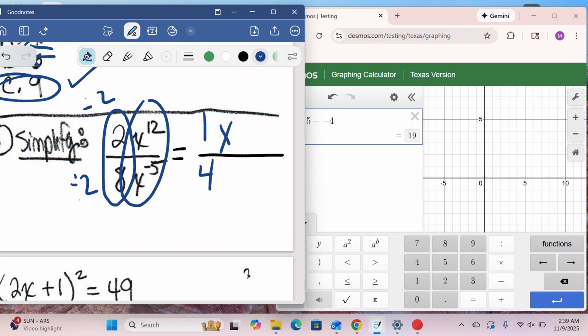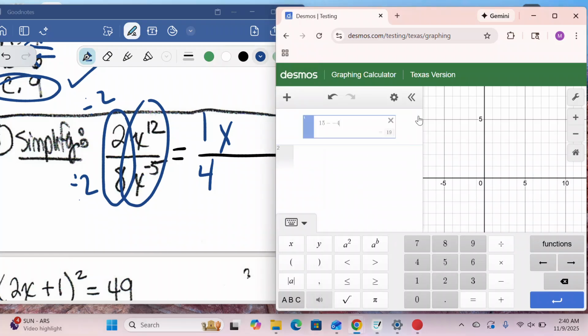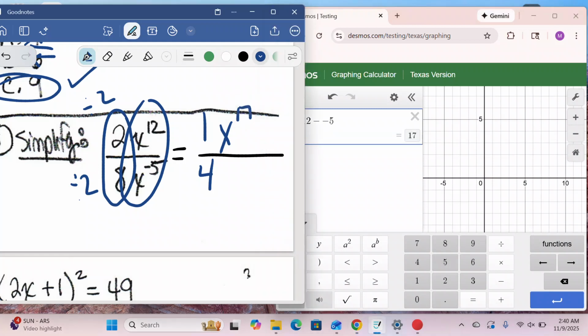So I'm dividing an x to the 12 and an x to the negative 5. And whenever I divide, I'm going to go ahead and subtract the exponents. 12 minus negative 5. So I'm going to put it in my trusty calculator. 12 minus negative 5 gives me 17. That is a positive, so it's 1/4 x to the 17th. I'm not going to throw it anywhere. It's going to stay the same, and that is my answer.